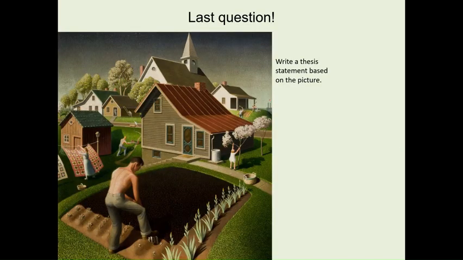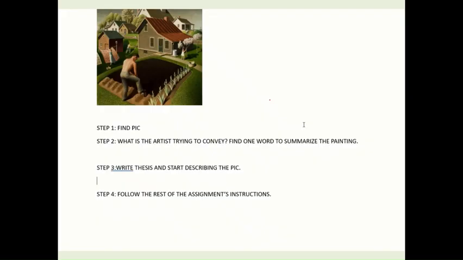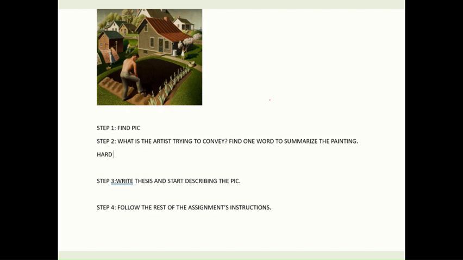So, last question. Write a thesis statement based on this picture. Okay, look at this picture very carefully. Let's see what that looks like. So, here, step one, as you can see, is you find a picture. That's the first thing you want to do. Next, you're going to think about what the artist is trying to convey. Find the one word to summarize the painting.